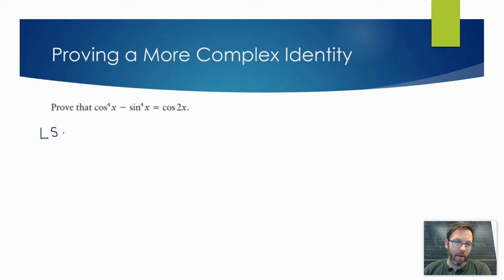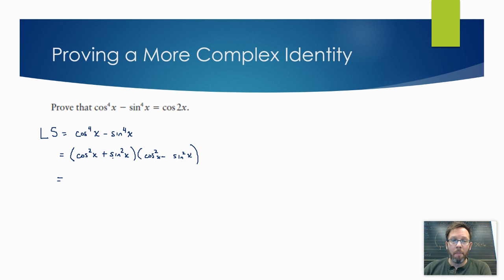Here on the left hand side, we've got cosine to the power of 4 minus sine to the power of 4. So I mentioned that you might have to use some factoring strategies. This is a difference of squares. Cosine 4x is like cosine squared x squared. So I can write this as cosine squared x plus sine squared x, times cosine squared x minus sine squared x.